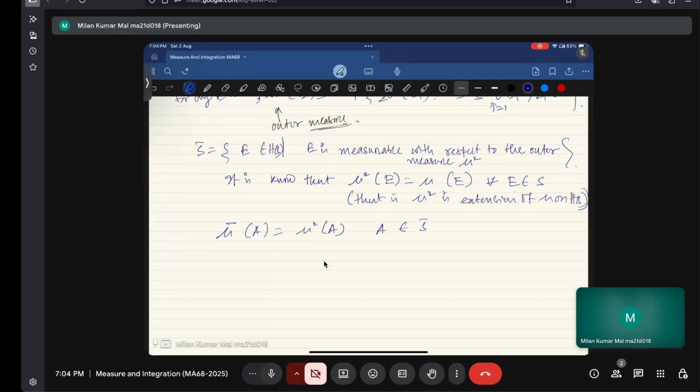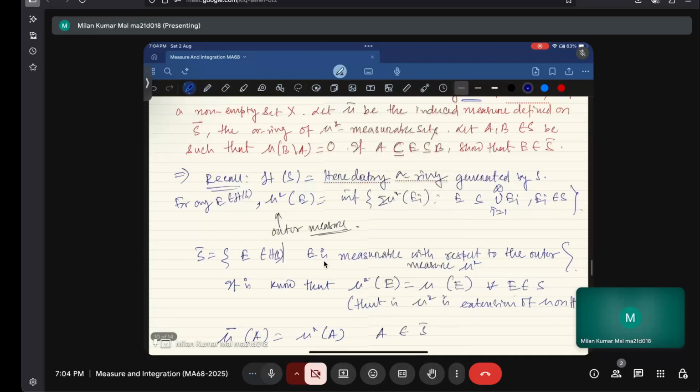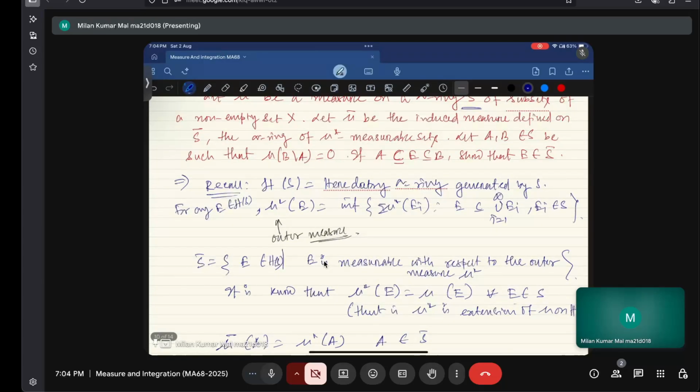So what we are getting is, actually, we have a sigma ring S, and we consider the hereditary sigma ring generated by S, and the outer measure, and we consider the measurable sets in HS. That will be S closure, denoted by S bar, which is the sigma ring of all measurable sets, and we restrict the outer measure mu star to it. That is what mu bar is. Okay, these are the facts we are recalling.